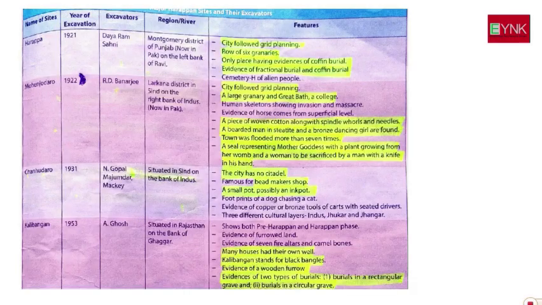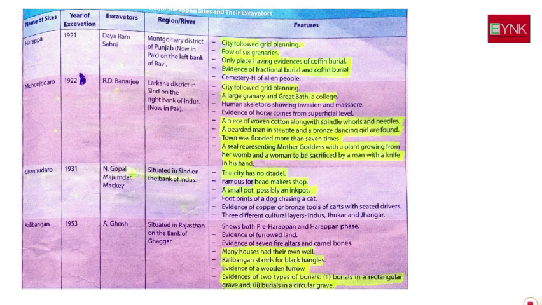Starting with Harappa. Harappa was excavated in 1921 by Daya Ram Sahni. It was located on the bank of river Ravi. Here the city was completely on a grid planning, and the grid planning will be explained to you in the next topic, town planning.